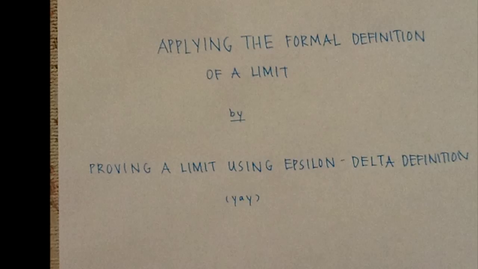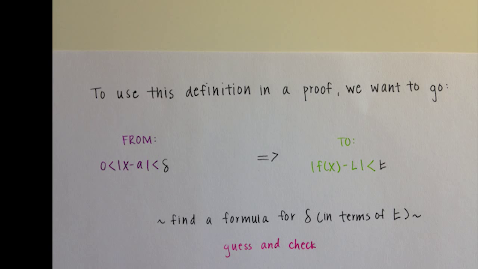So now we're going to apply this definition to prove a limit. To use this definition in a proof, we want to go from 0 is less than the absolute value of x minus a, which is less than delta, to the absolute value of f of x minus L is less than epsilon. And in order to do this, we need to find a formula for delta in terms of epsilon, or a formula for epsilon in terms of delta. And that's basically manipulating the expressions or guess and check.